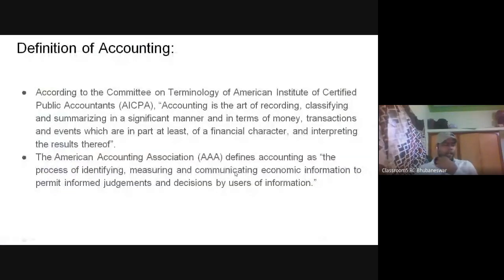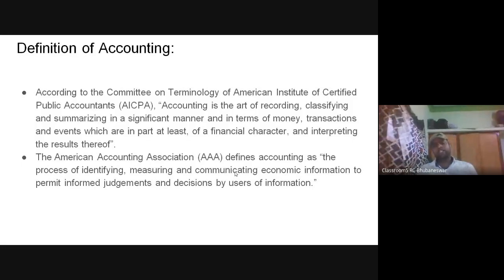So the American Accounting Association has defined accounting as the process of identifying, measuring, and communicating economic information to permit informed judgments and decisions by users of information. So it is also explaining the same thing, but in different language or different words. So it is recording, then identifying, measuring, and communicating the economic information. Economic information means that which has a financial character or can be expressed in monetary terms, and to permit informed judgments.